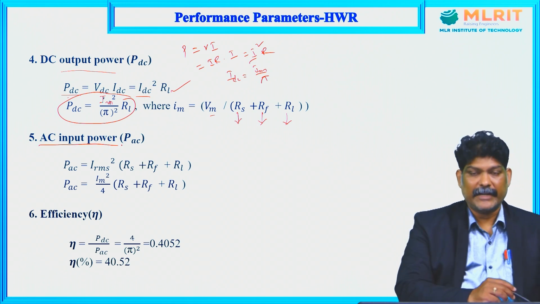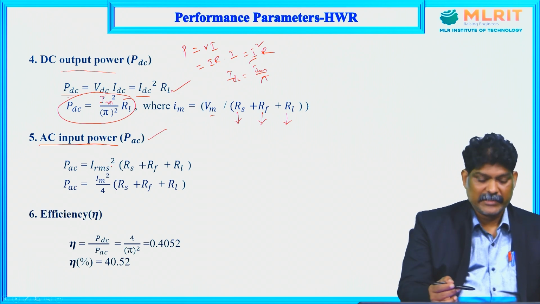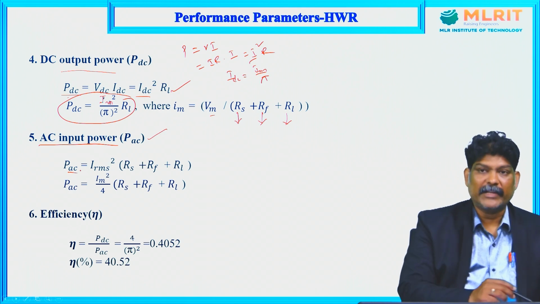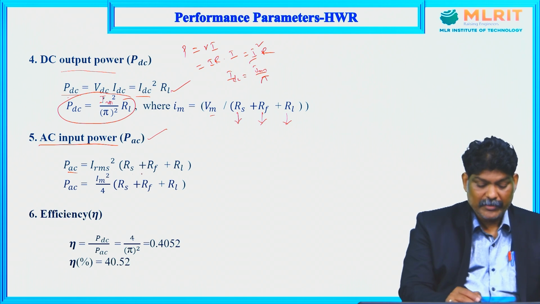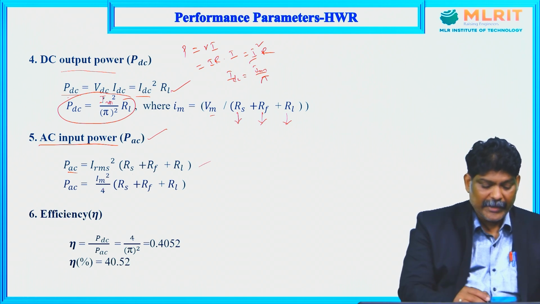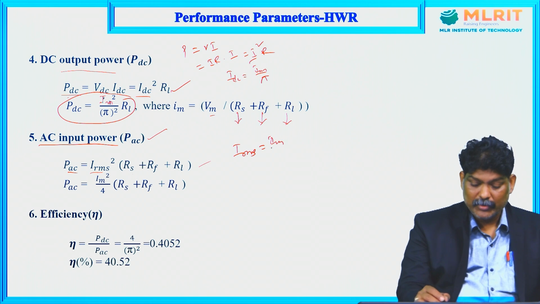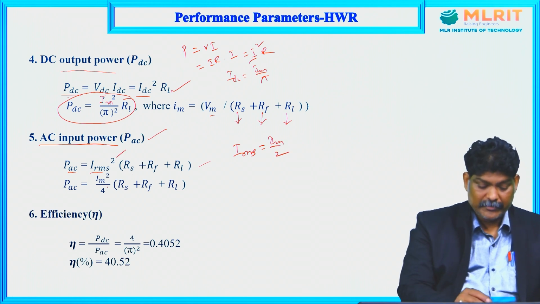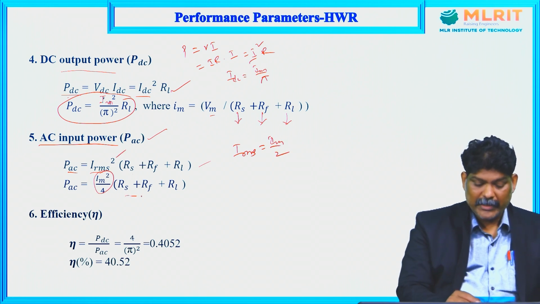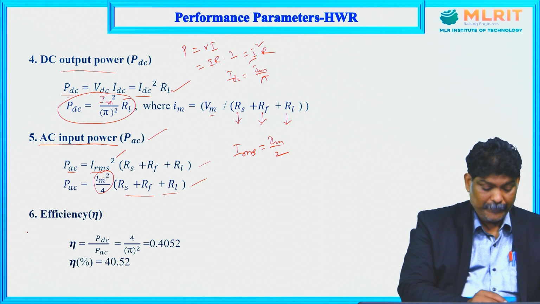The next parameter is AC input power, PAC. PAC means I square R, the same formula, but here we are talking about AC. So IRMS square into Rs plus Rf plus RL. What is IRMS? Just now we calculated IRMS is equal to Im by 2. So here IRMS square is Im square by 4 into Rs plus Rf plus RL. So this is the formula for the AC input power.